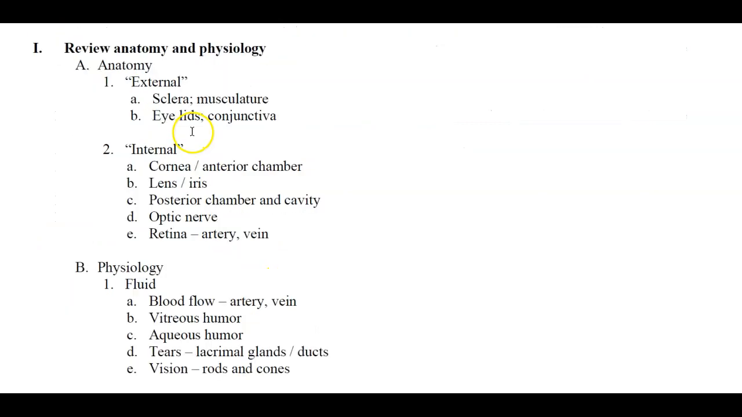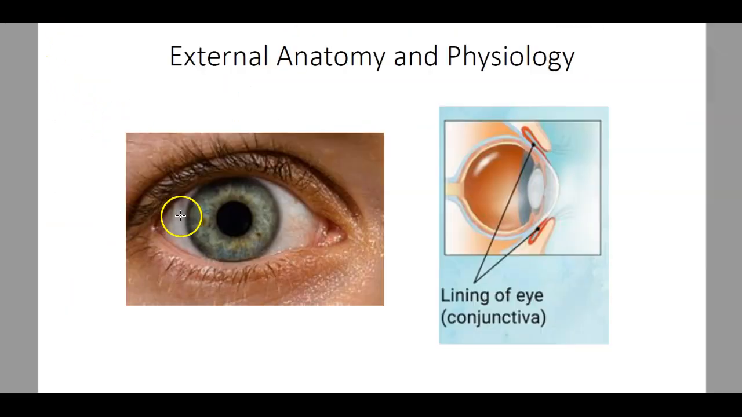Let's review the anatomy and physiology of the eyes. The sclera is a tough white coat of fibrous tissue that surrounds the entire eyeball, except for the cornea. It helps maintain the shape of the eye, and it's commonly called the white of the eyes.